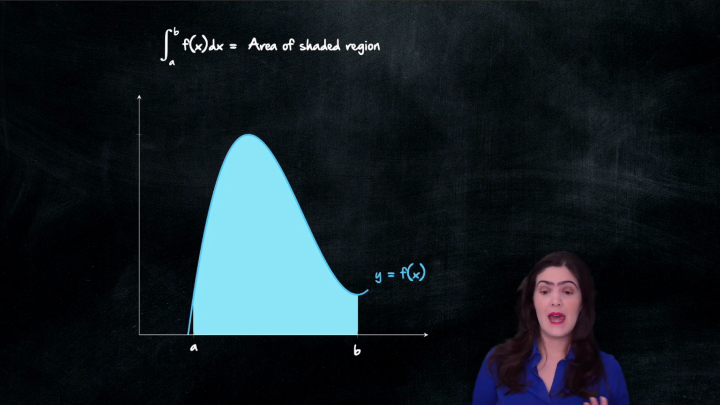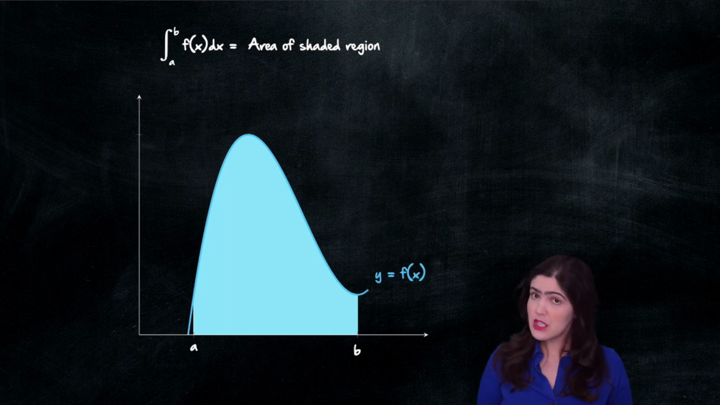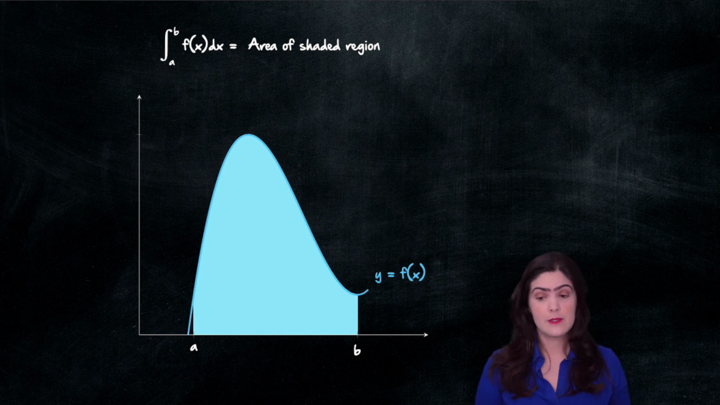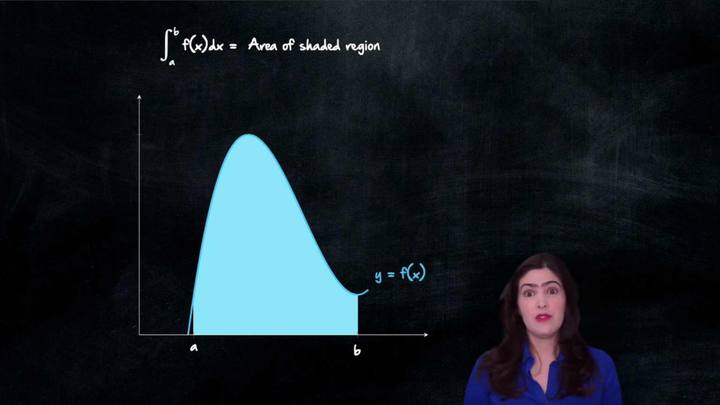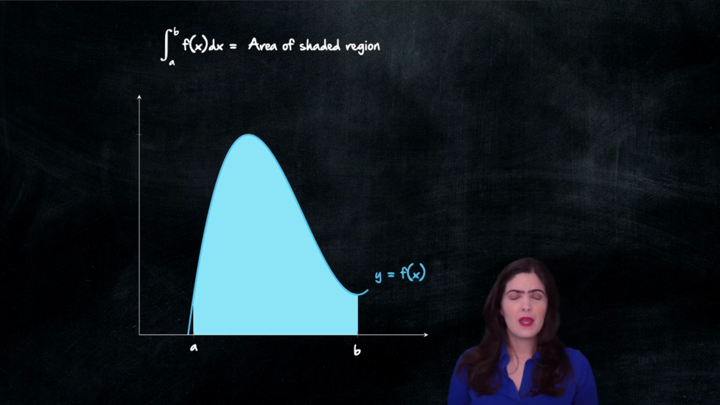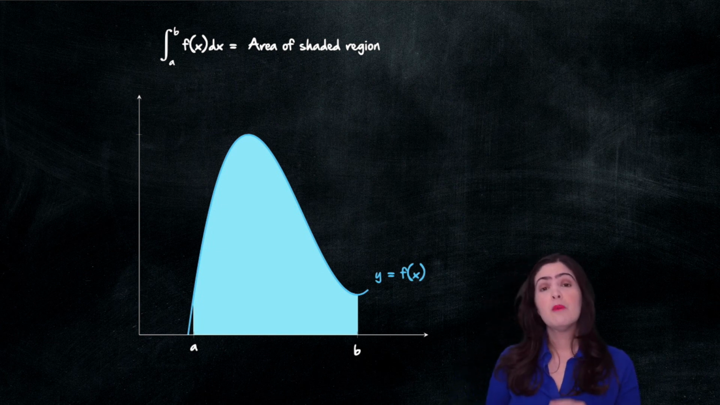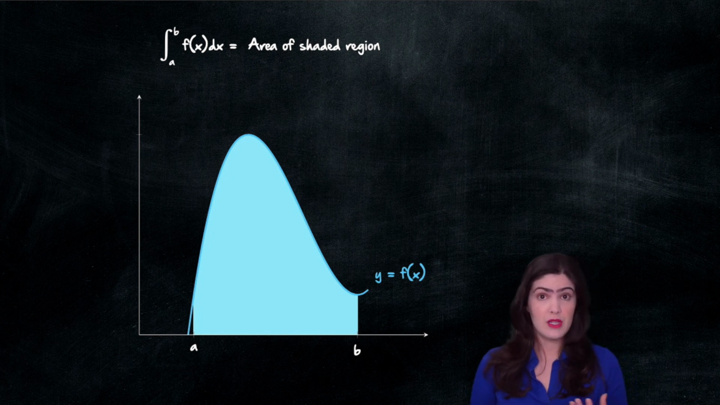We would say that the integral from a to b of f of x dx is the area of the shaded region. This is not a definition, but this is going to be a very good inspiration for us. You see, computing the area of this shape is very difficult. I don't know how to do it. But what I'm going to do is approximate this area by using shapes that I really know very well how to compute their area.